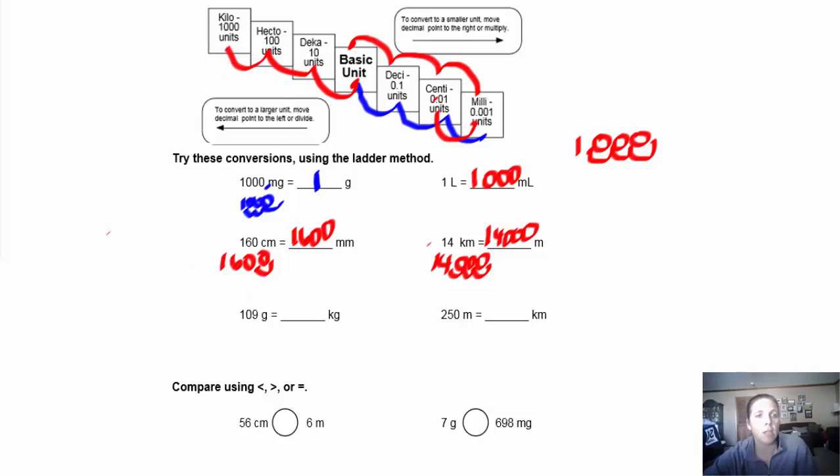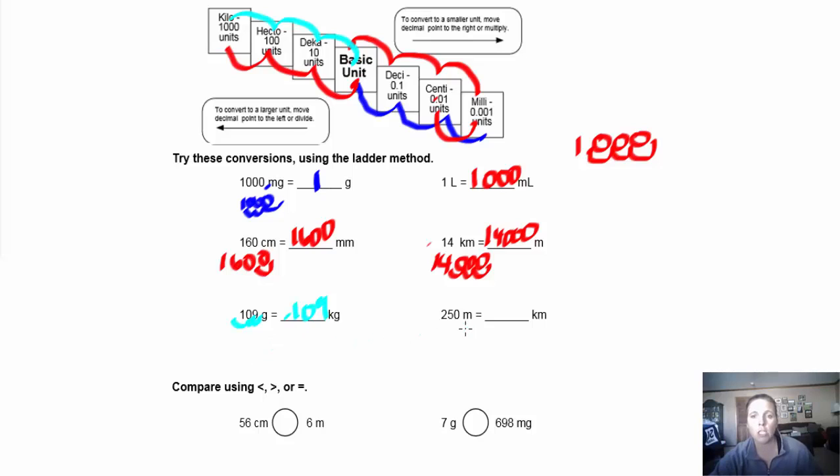Okay, so then 106, change my color up a little bit, 109 grams. So that means we're starting here and we're going to kilograms. So now we're doing the opposite. We're going up 3, or to the left 3. So our decimals here, 1, 2, 3. So it'd be 0.109. Okay, so 109 grams equals 0.109 kilograms.